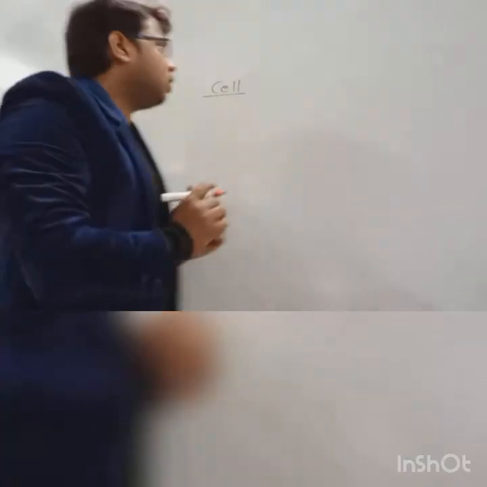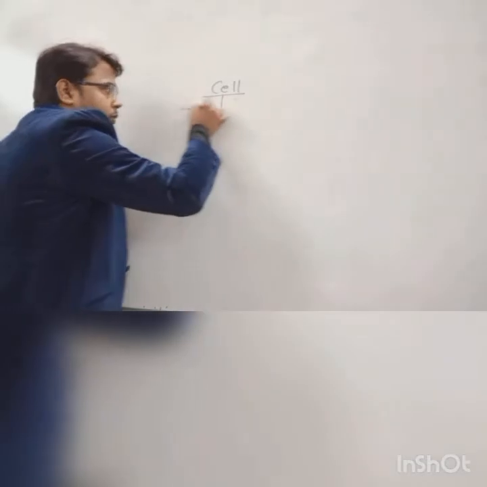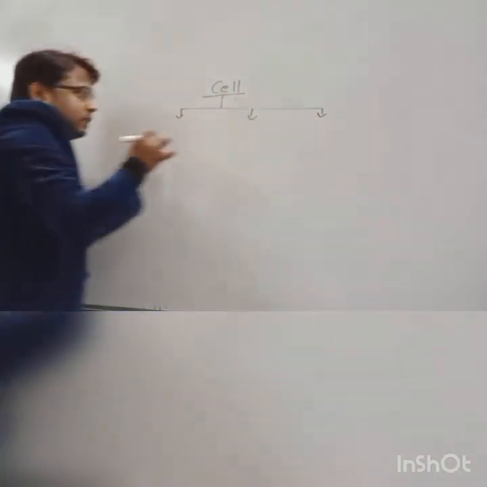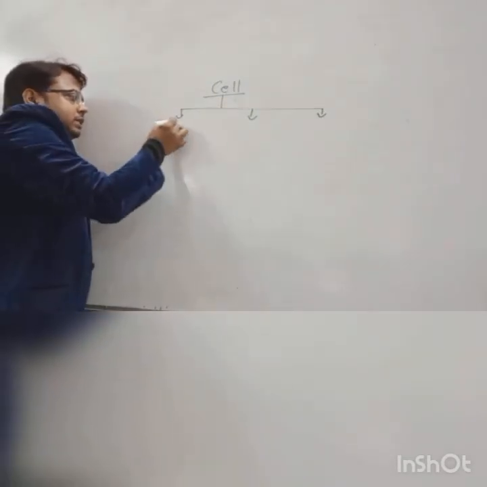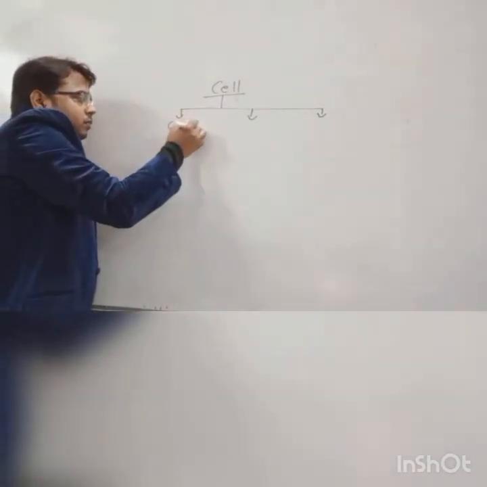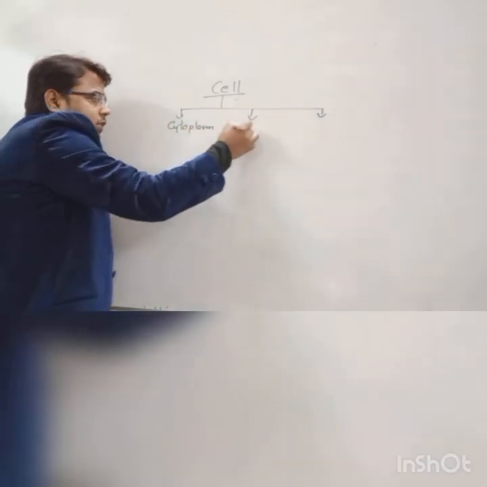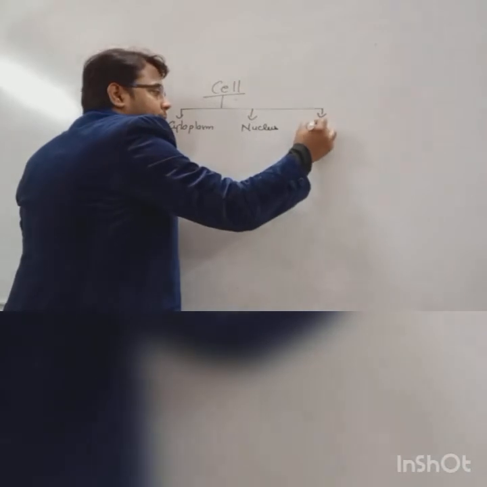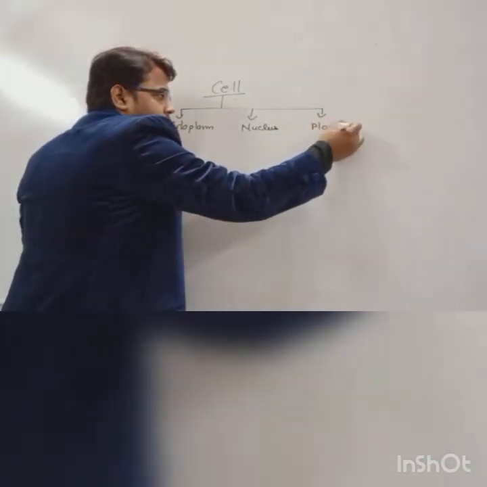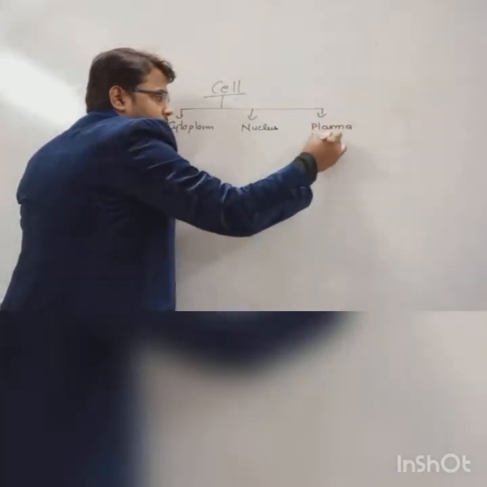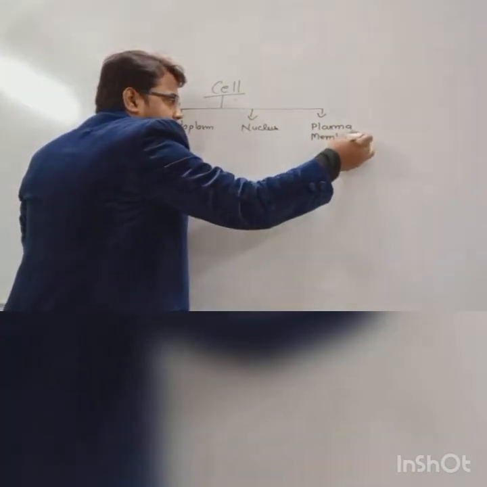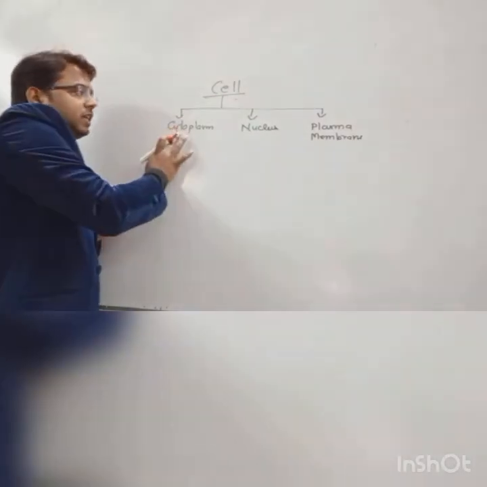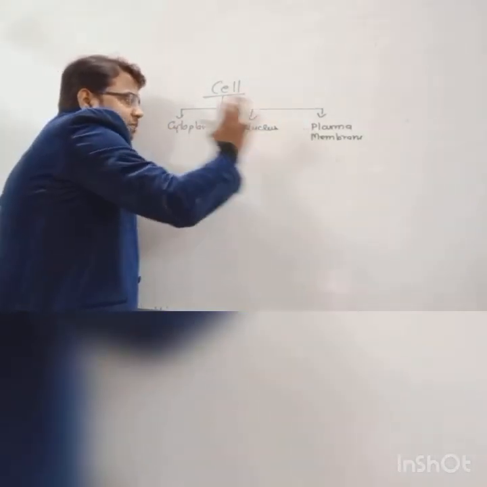Now, if we consider a cell, there are three main components of the cell. The first component of the cell is cytoplasm. The second one is nucleus, and the third one is plasma membrane. It means that a cell is made up of these three important things: cytoplasm, nucleus, and plasma membrane.